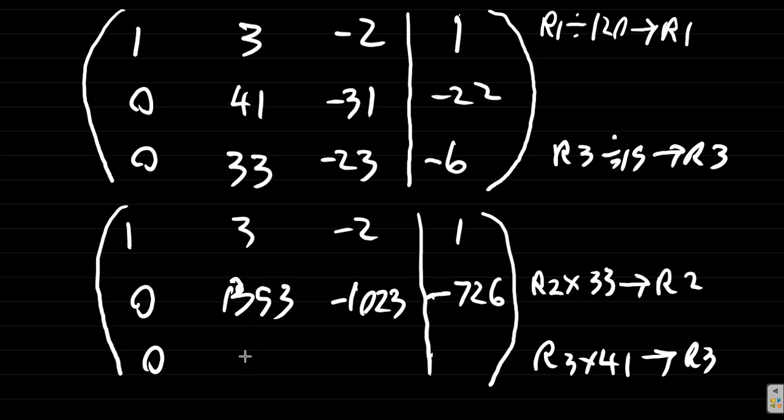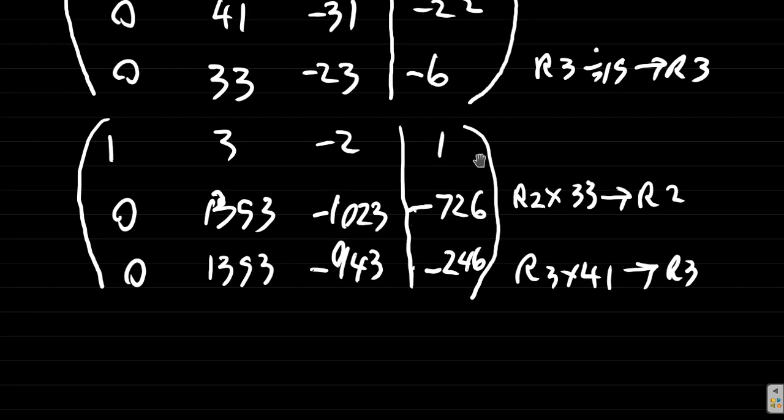Then here, row 3 by 41 now. So 33 by 41, and that will be 1353. Then 23 by 41 negative will be negative 943. And then 41 by negative 6 will give us a negative 246. Right, that's what we're supposed to have.